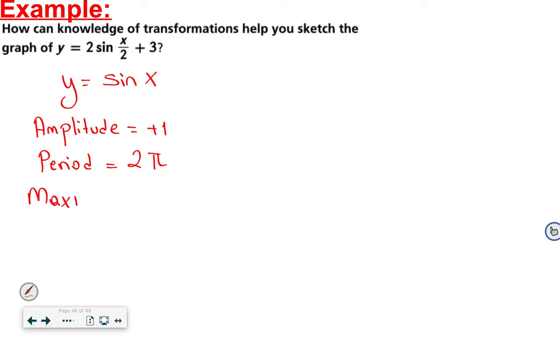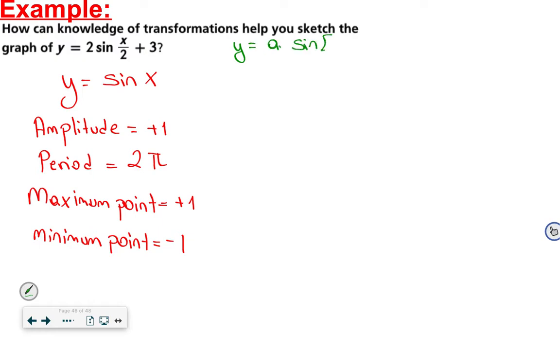And you can also understand what the maximum point is. The maximum point of this function is positive 1. The minimum point of this function is going to be negative 1. We will compare this with the transformed function. And remember, what is the general form of the transformed form? Y is equal to A times sine B times (X minus H) plus K.